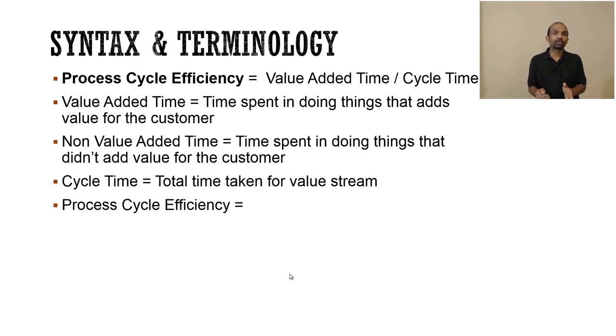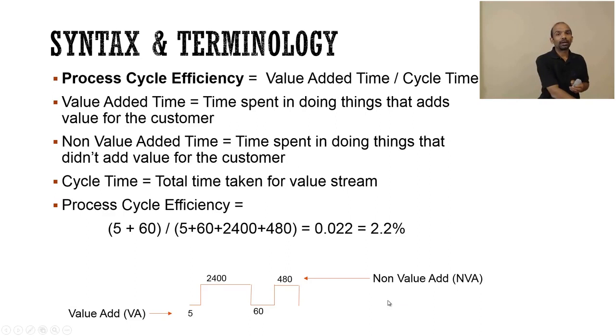In this case, the process cycle efficiency would look like this. We have the 5, which is value added, and the 60 as value added, so we add 5 and 60. Then the total cycle time is 5 plus 2400 plus 60 plus 480. If we do this calculation, it says that it's about 2.2% process cycle efficiency in this case. Now let's take an example and see how we're going to calculate. We're going to go through and create a value stream map, and we're going to calculate the process cycle efficiency.